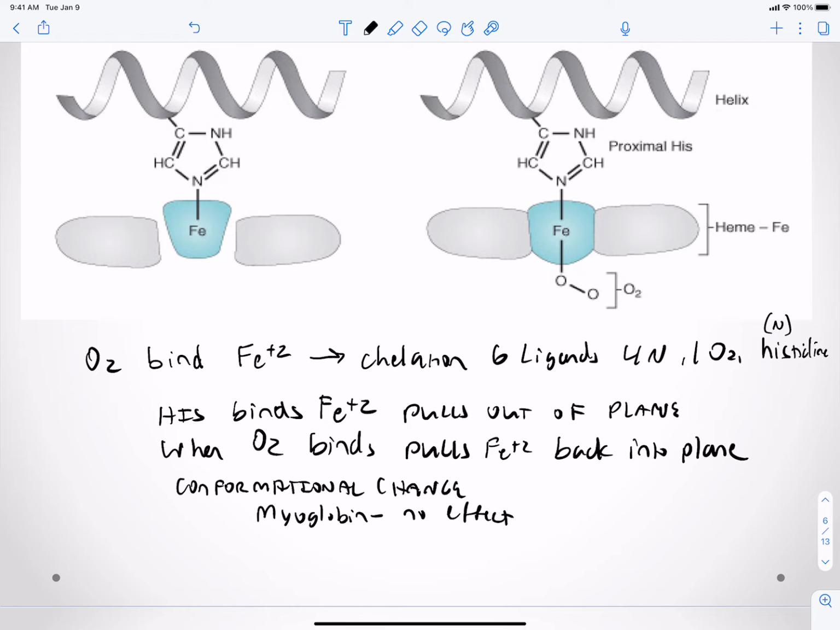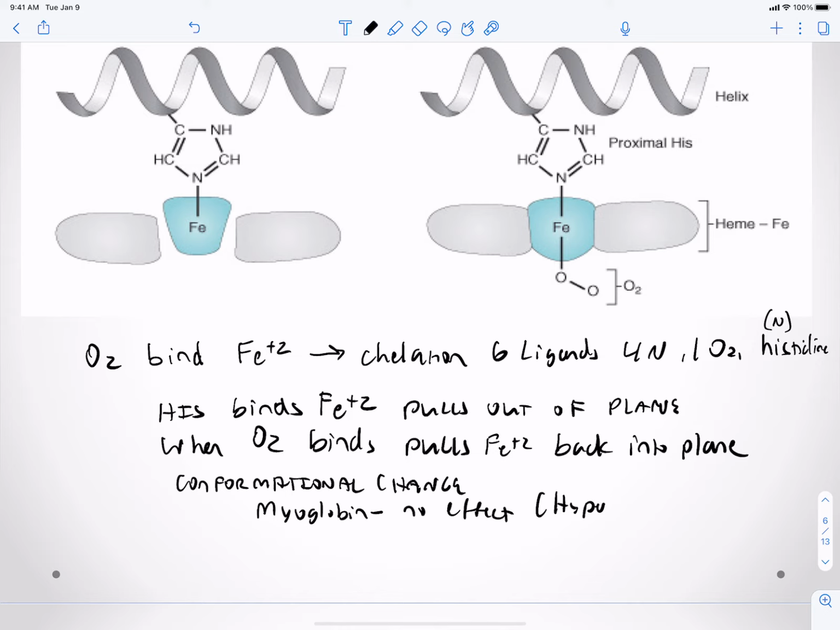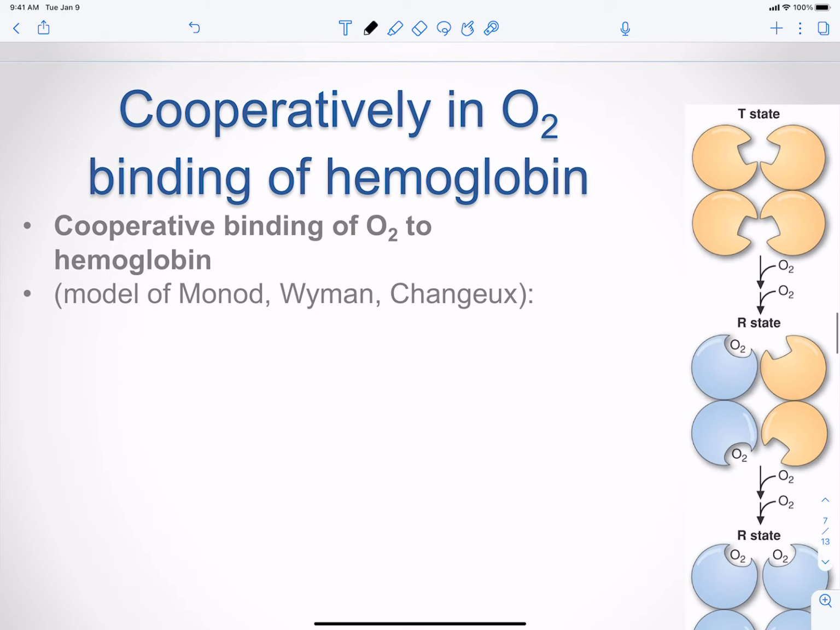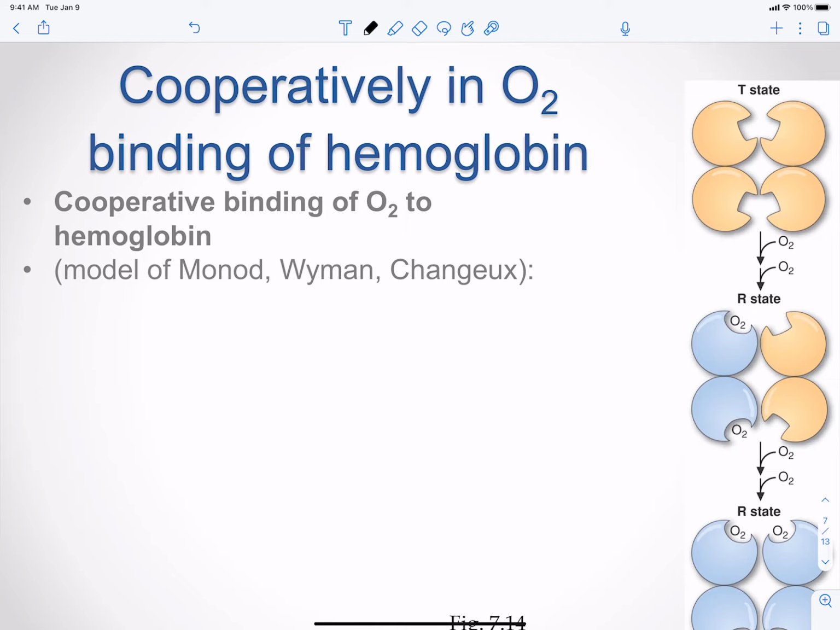And then so that is why our myoglobin is going to have a hyperbolic curve. For hemoglobin, you have to break a salt bridge. And so this is why it's sigmoidal. There is a hurdle to reach in order for that oxygen to bind. Now there is cooperative binding of oxygen and hemoglobin. And so this is where you are going to get different states of the molecule.